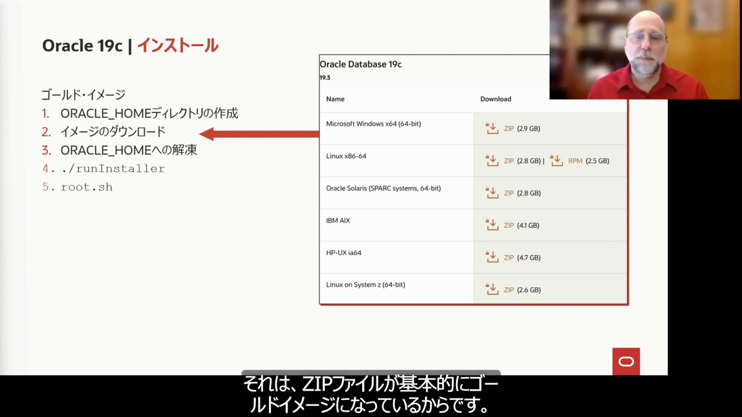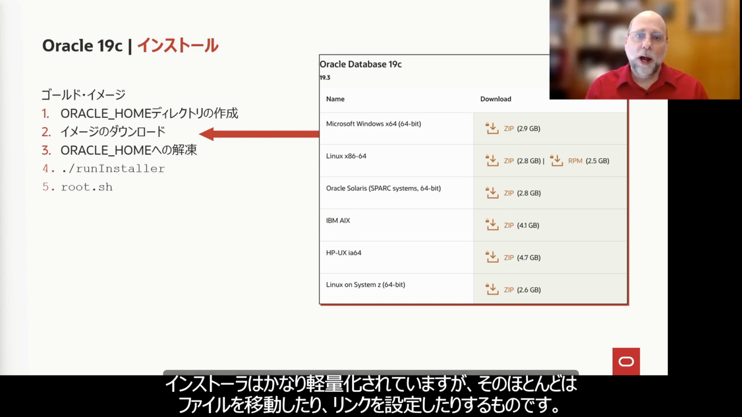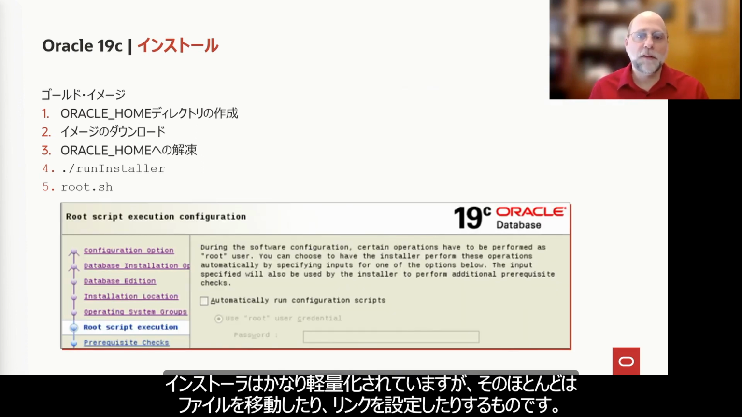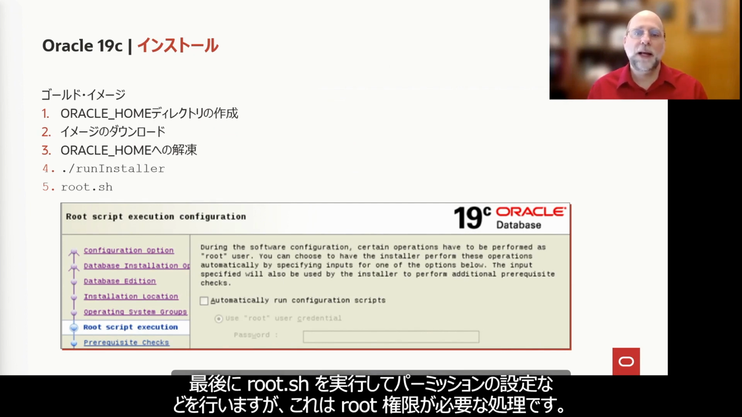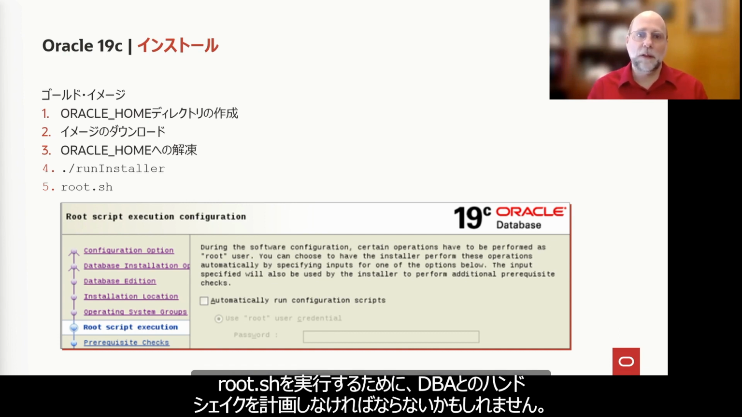And that's because those zip files are now essentially gold images. So you're not doing all of the making and relinking and such that you might have needed to do with earlier releases. Now, while the installer is much lighter weight, it's mostly moving files around, setting up symlinks and so on, there is still the root.sh at the end to set permissions and such. That does require root access. So if you have strict separation of responsibilities in your environment where only the sysadmins get root access and DBAs don't, you may have to plan that and do that handshake with your DBA to run that root.sh.